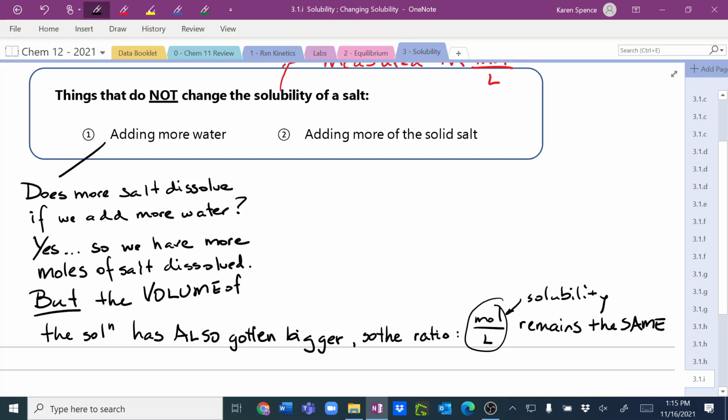The solution is already saturated. If you add more salt, you simply have a bigger pile of solid. It's like that hotel is already full.